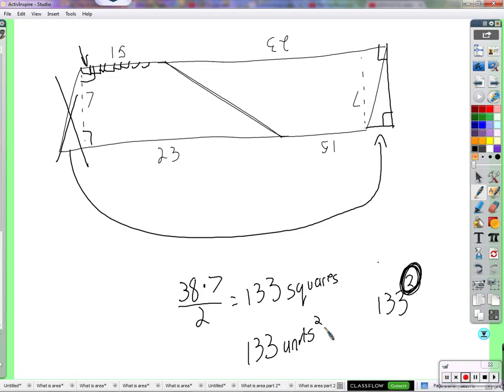Square units. Okay. What we're doing is we're finding the area. We're counting the number of squares that fit. 133 squares fit. The thing is, I don't know what kind of squares. Well, okay, so let's make it a specific kind of square. Feet. If this is feet, that's the first thing I heard. Everything's measured in feet. Okay? Well, then right here is one of these squares.